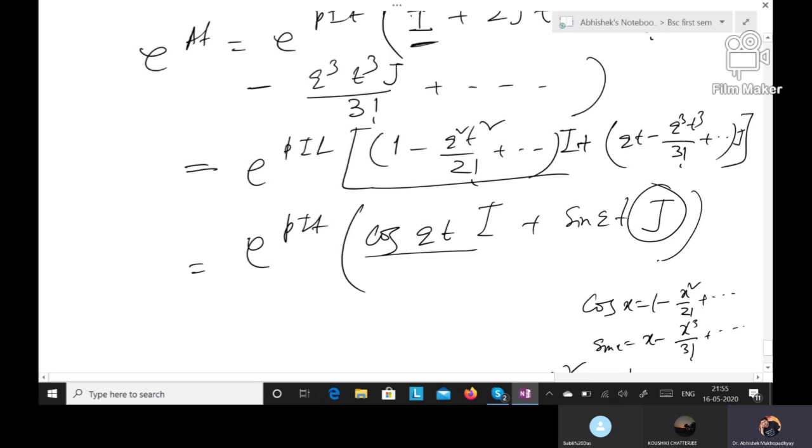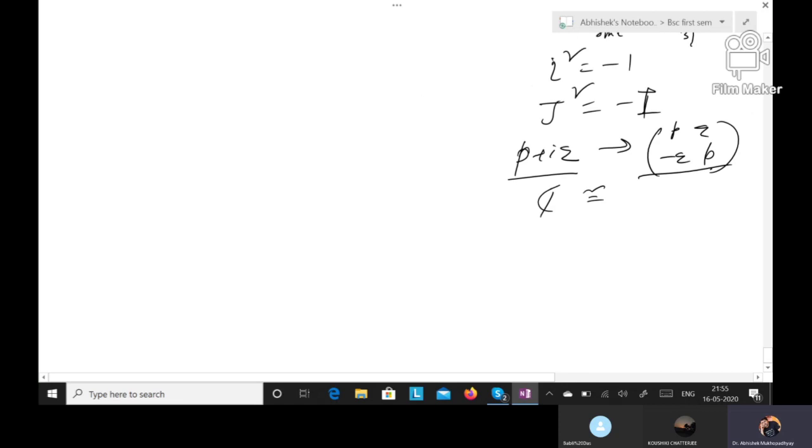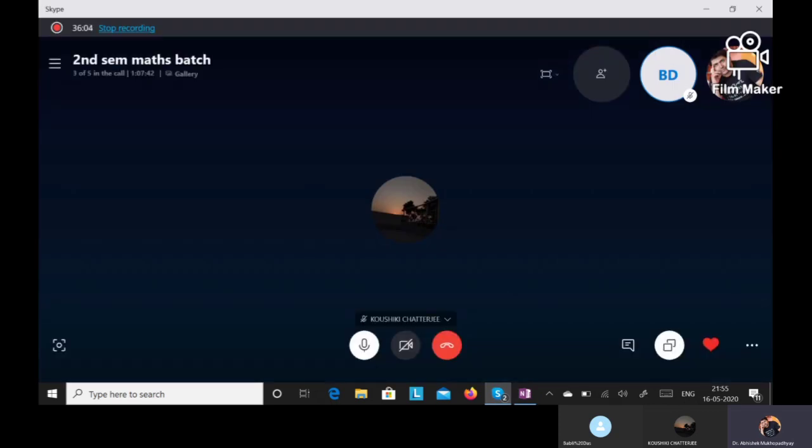So these are the 7 properties of the fundamental matrix e to the power at of the system x dot equal to Ax. Okay, so let us stop here.